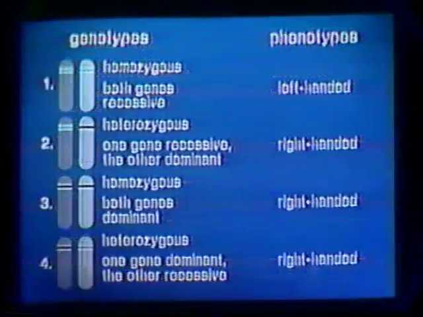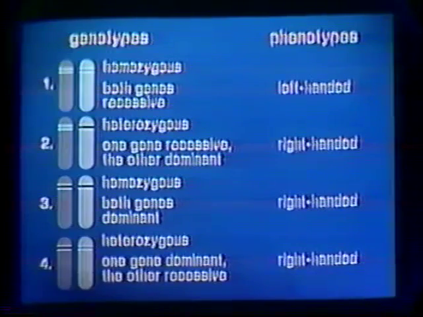Here are the answers for the preceding exercise. 1. The genotype is homozygous. Both genes are recessive, so the phenotype is left-handed. 2. The genotype is heterozygous. One gene is recessive and the other dominant, so the phenotype is right-handed. 3. The genotype is homozygous. Both genes are dominant, so the phenotype is right-handed. 4. The genotype is heterozygous. One gene is dominant, the other recessive. The phenotype is right-handed.